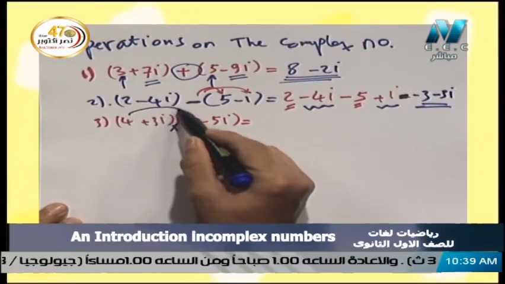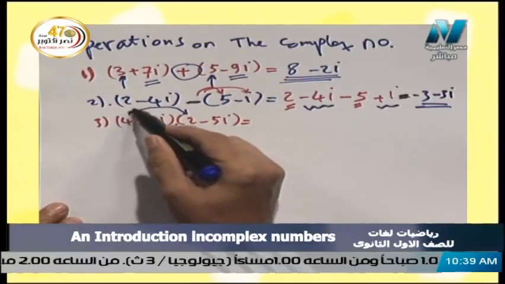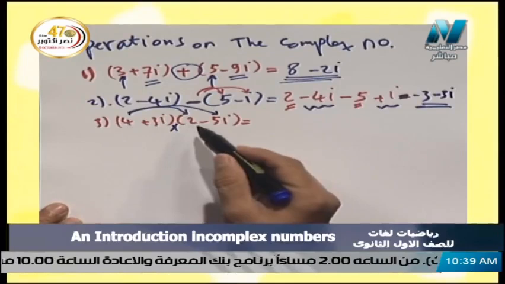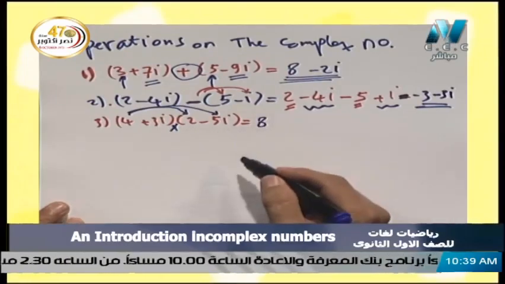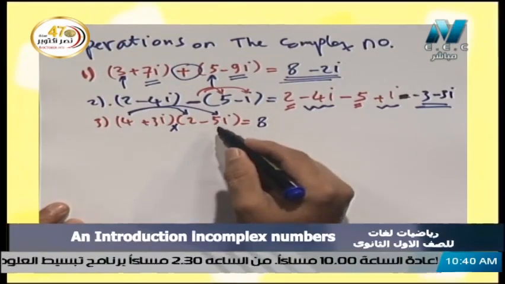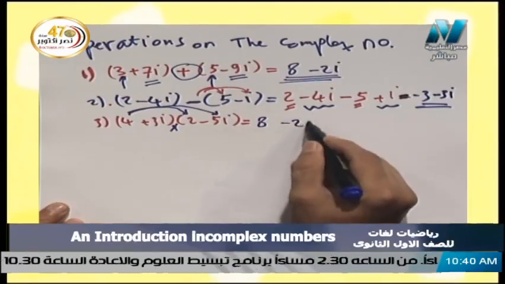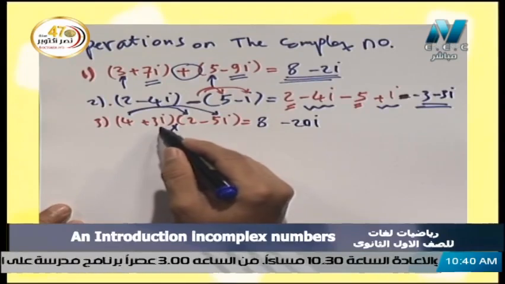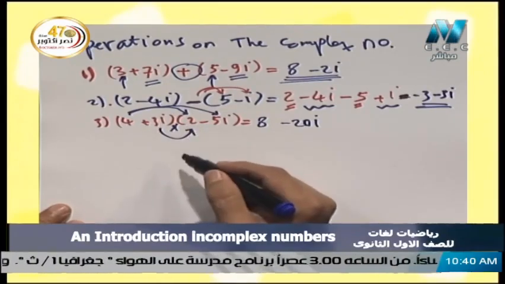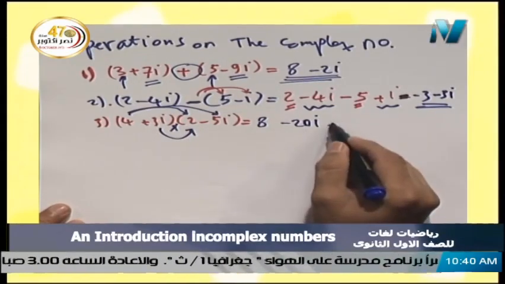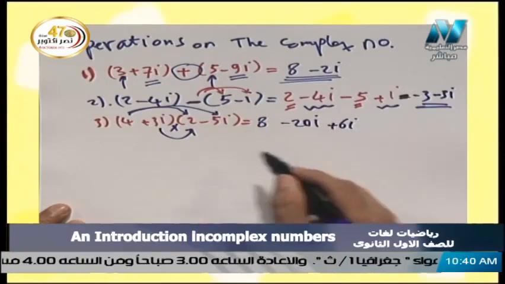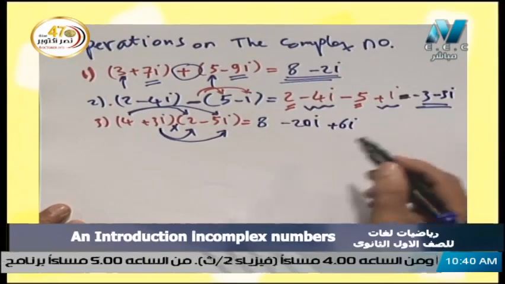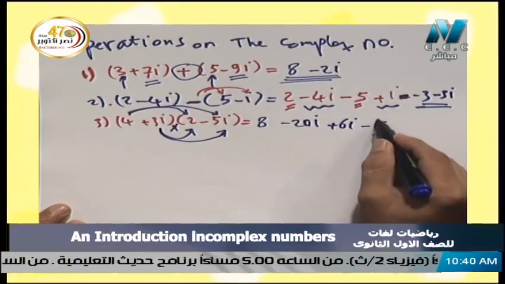So 4 is multiplied by 2, and also 4 is multiplied by negative 5i. So 4 multiplied by 2 equals 8, and 4 multiplied by negative 5i is negative 20i. Also 3i multiplied by 2 equals positive 6i, and 3i multiplied by negative 5i equals negative 15i to the power 2.